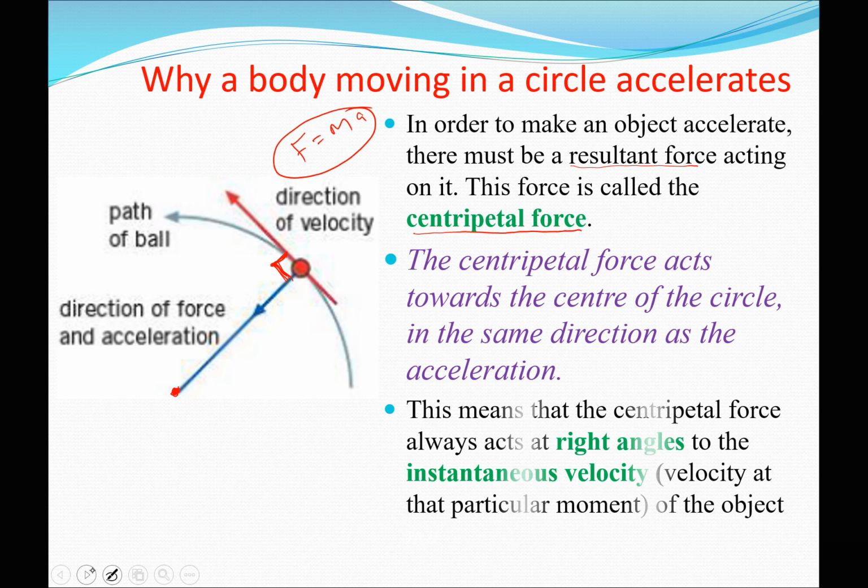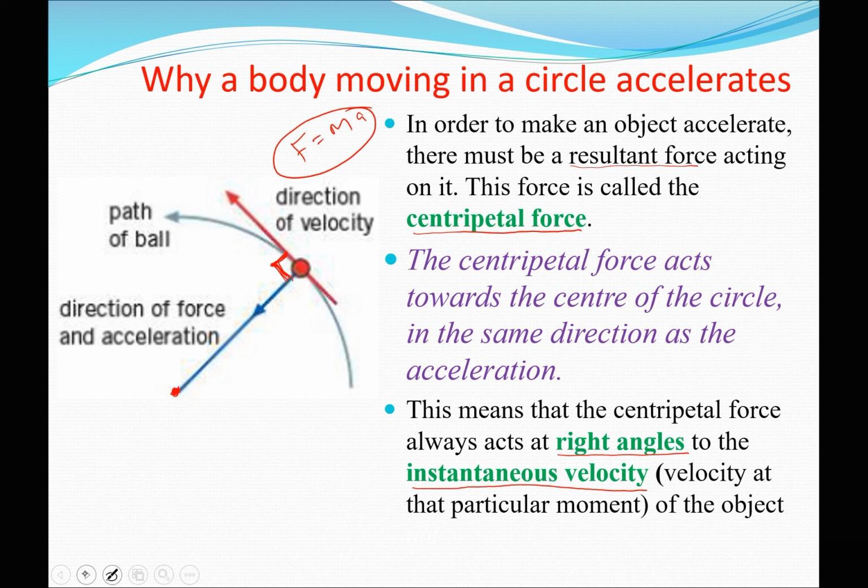Therefore, we simply say that this means that the centripetal force always acts at right angles to the instantaneous velocity, or to the velocity at that particular point. It always acts at right angles to the velocity, or the velocity is always at a tangent to the centripetal force. The velocity is always at a tangent to the circular path. That's what we call centripetal force and the motion of the object moving in a circular path.